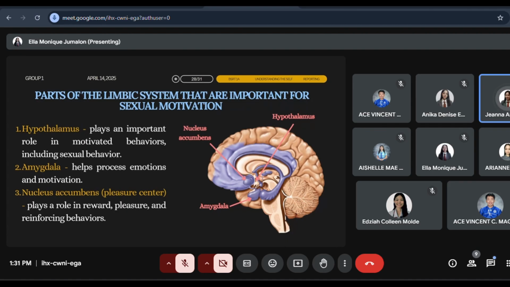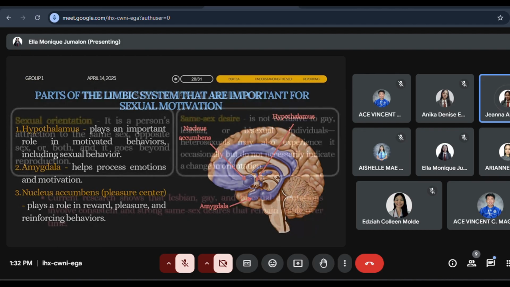The amygdala is responsible for processing emotions and motivation, which influence sexual interest and arousal. Another important part is the nucleus accumbens, often called the brain's pleasure system. It is involved in the experience of reward and pleasure and helps reinforce behaviors that feel good, including sexual behavior. Together, these parts of the limbic system work to influence sexual desires and motivation.